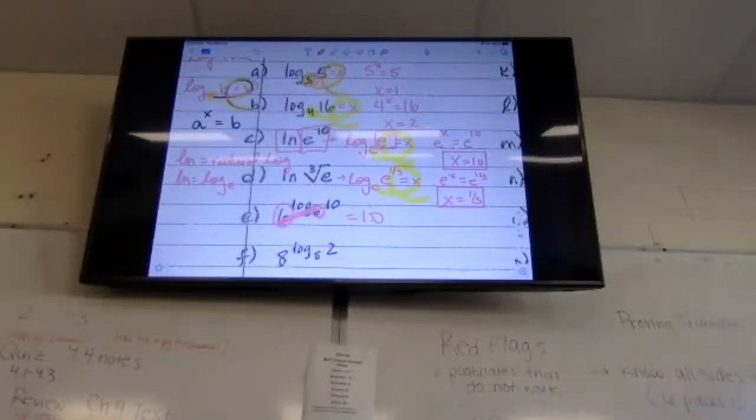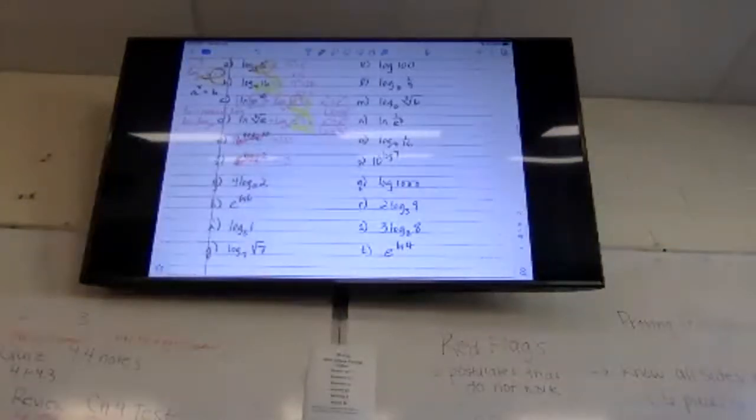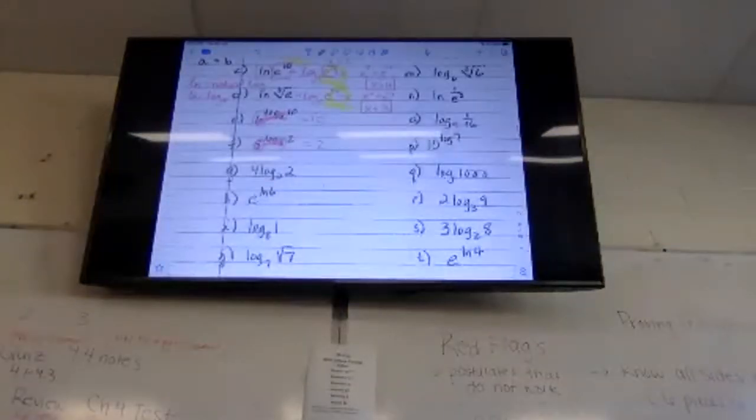Similarly, for the next one, I've got 8 raised to the log base 8 of 2. They both have 8 as the base of my exponent and as the base of my log. So those all cancel, and I'm just left with 2. Does that also cancel out the log? Yes, the logs cancel too. The 8s and the logs all cancel.